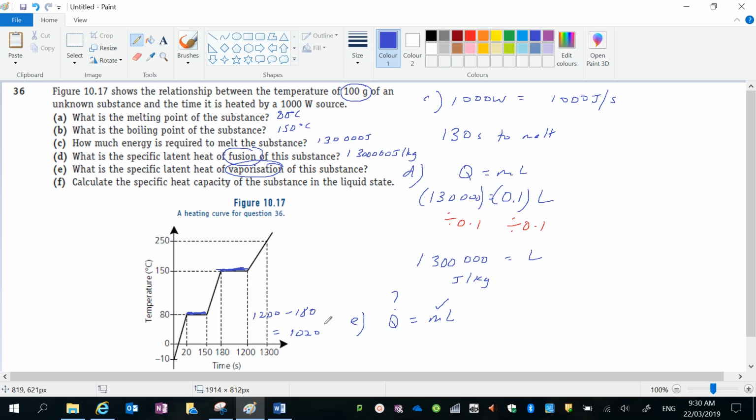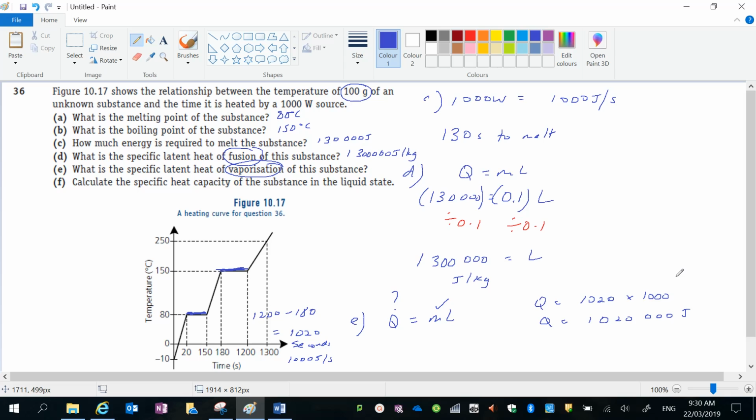1020. Okay, so 1020 seconds, it's 1000 joules per second, because remember it's a 1000 watt source. So we can say that Q equals 1020 seconds times 1000 joules per second. So that's going to be 1,020,000 joules.